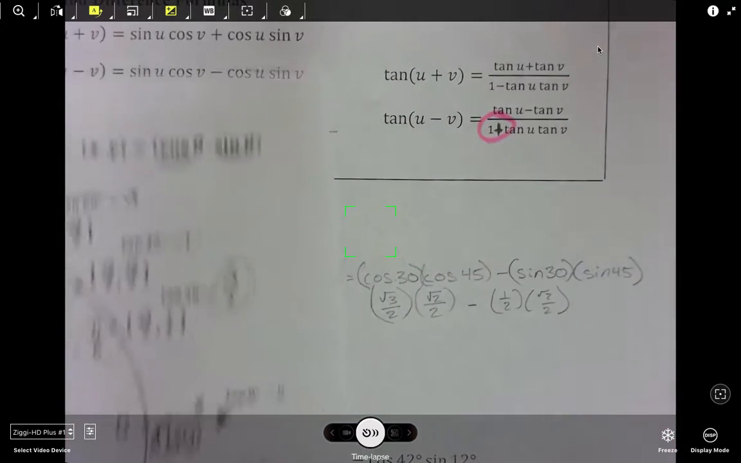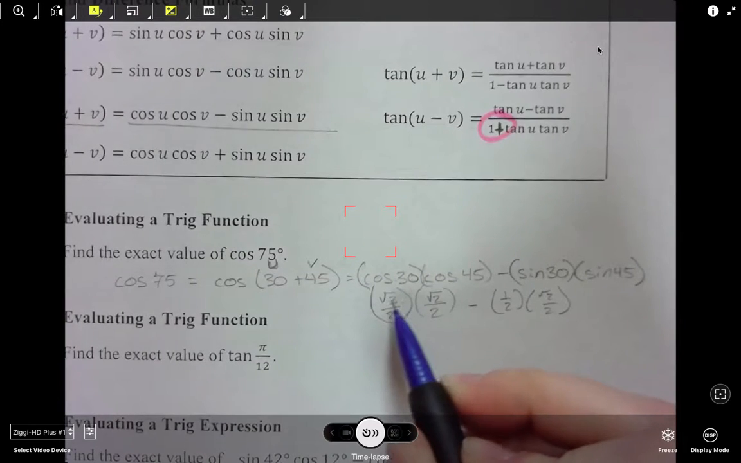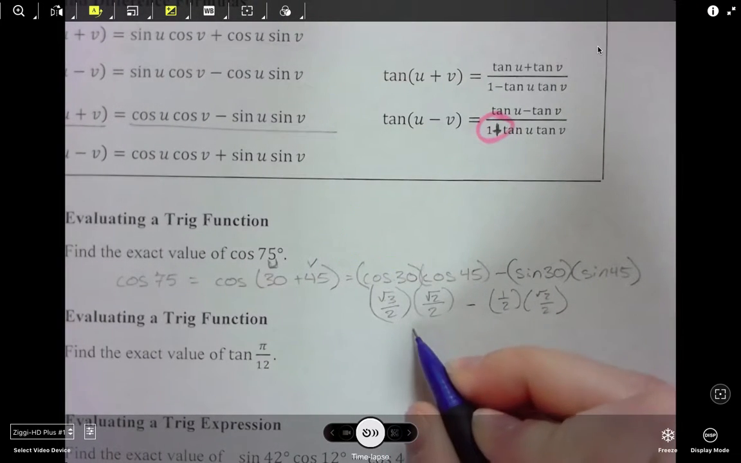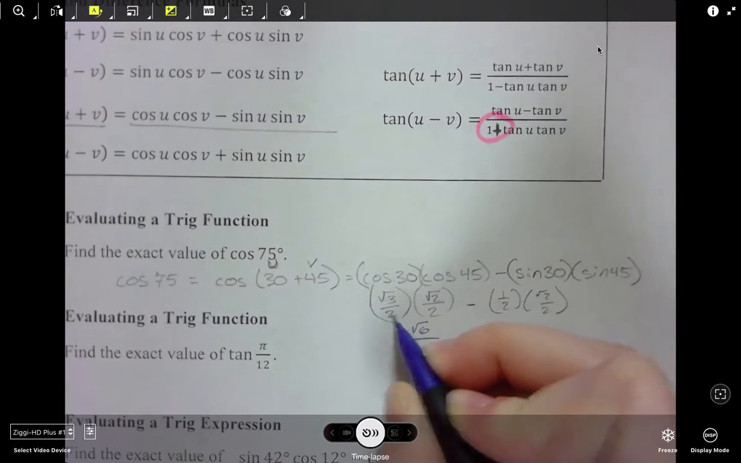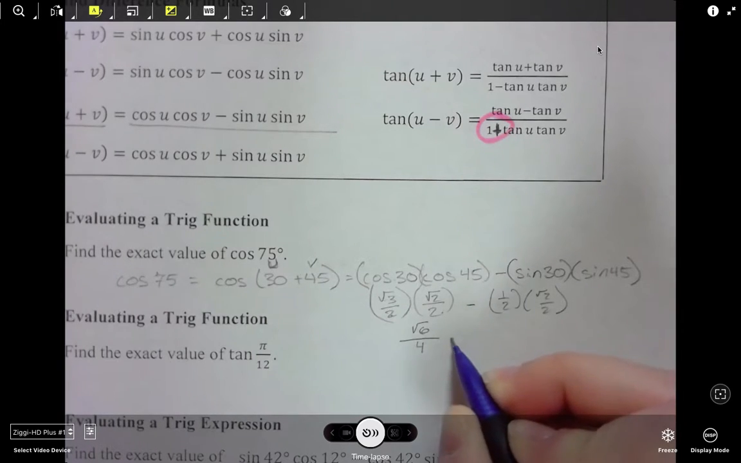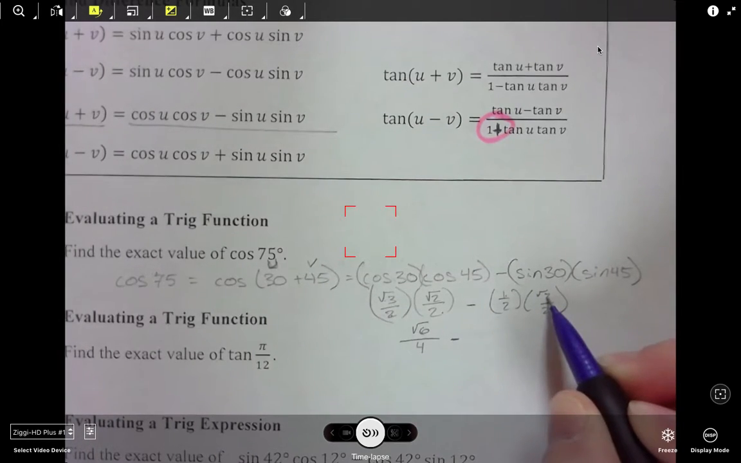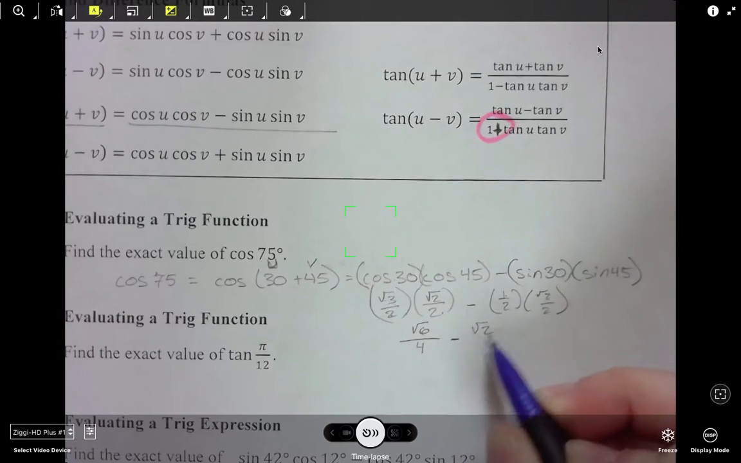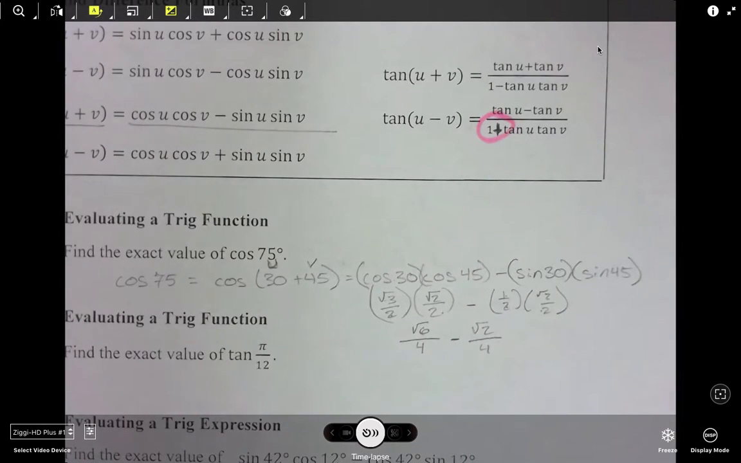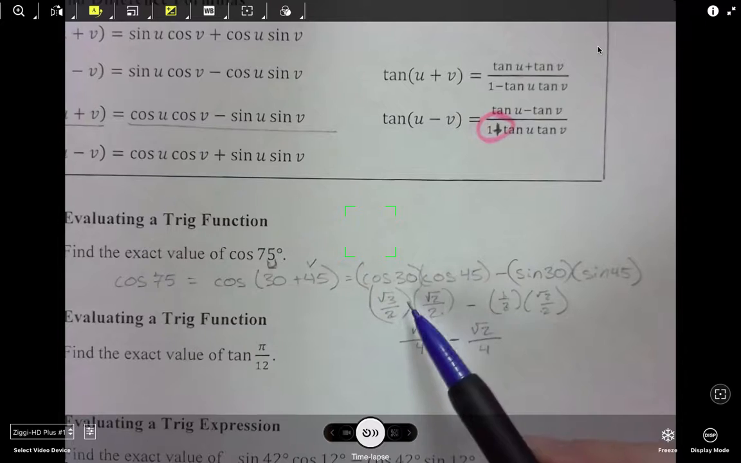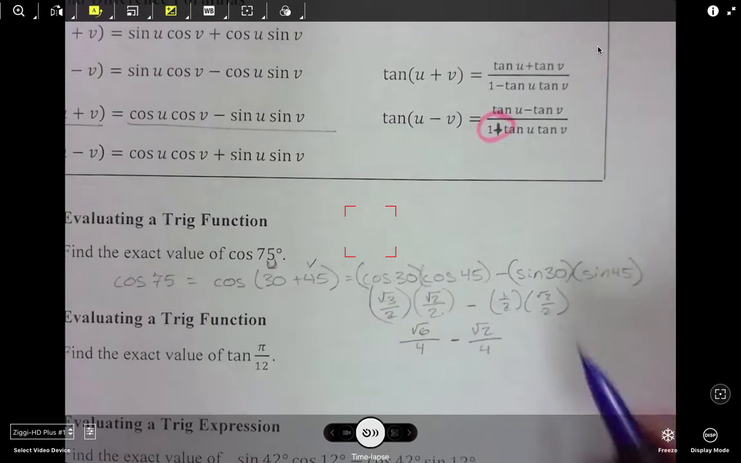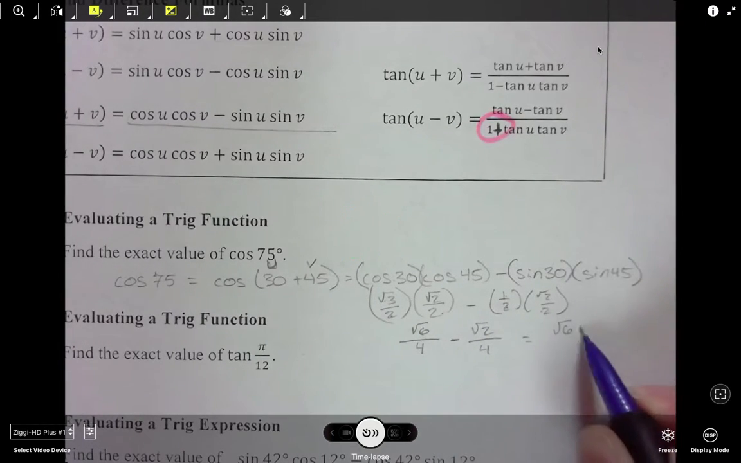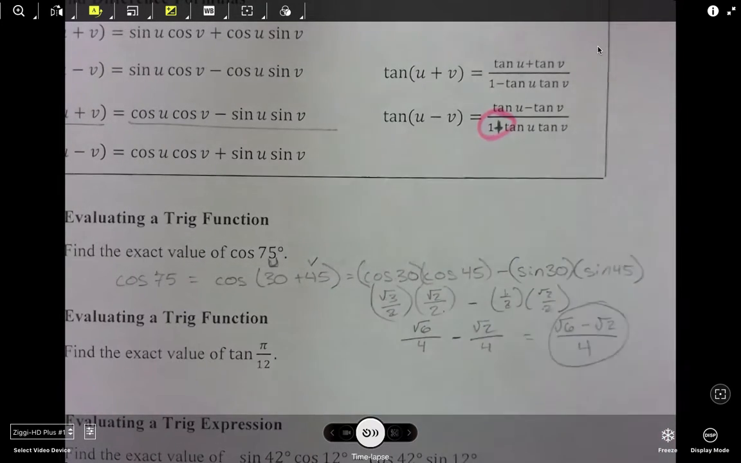Now we're going to multiply stuff together. Over here, square root of 3 times square root of 2 is the square root of 6, and 2 times 2 is 4. Then I have minus 1 times the square root of 2 on the top, which is the square root of 2, and 2 times 2 is 4. Now the square root of 6 minus the square root of 2, I cannot combine those, so I'm just going to leave that as the square root of 6 minus the square root of 2, all over 4, and that's the exact value of the cosine of 75 degrees.